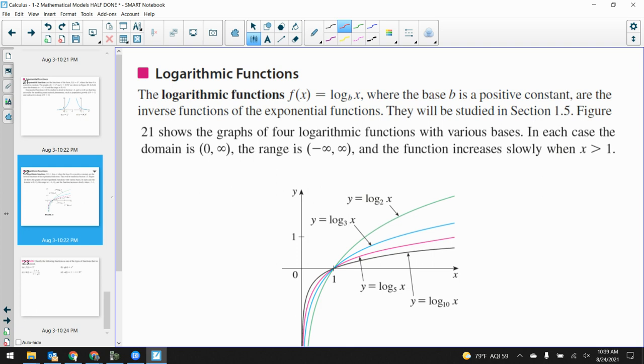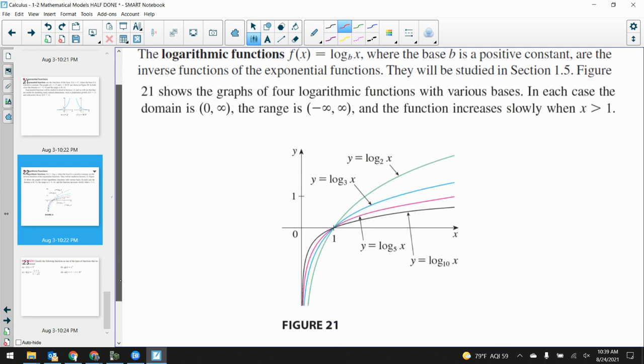And then we have our inverse of exponentials, which is the logarithmic functions. Okay, the logarithmic function f of x is equal to log base b of x, where the base b is a positive constant, are the inverse of the exponentials. We'll take a look more in depth at section 1.5.